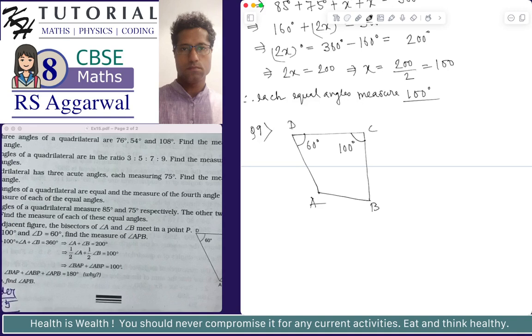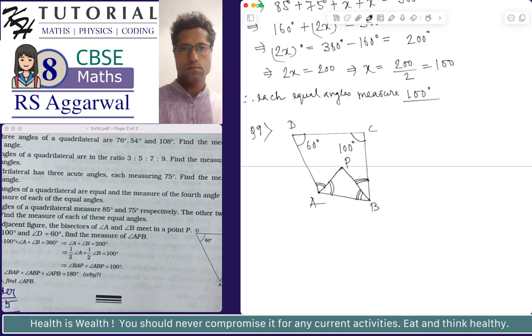So the bisectors of angle A will be somewhat, let's say this is B, this is the bisector of angle A, and this be the bisector of angle B, they are meeting at the point P. So this is point P. So AP bisects the angle A and BP bisects the angle B, which essentially means that these two angles are equal, and these two angles are equal.